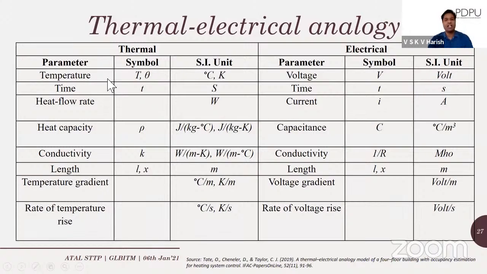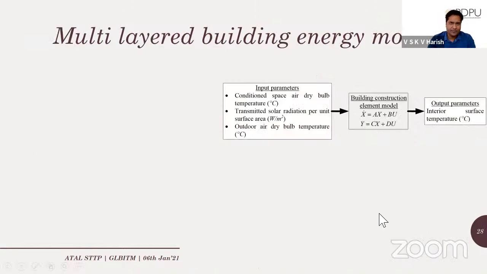That's why temperature in thermal engineering can be mapped as voltage in electrical engineering. Heat flow rate Q dot can be mapped as electrical current. Heat capacity in joules per kilogram Kelvin is mapped as thermal capacitance. Conductivity in watt per meter Kelvin is mapped as electrical conductivity in mho. A temperature gradient, ∂T/∂x, is mapped as a voltage gradient, ∂V/∂x. The rate of temperature rise, ∂T/∂t, is mapped as the rate of voltage rise, ∂V/∂t.